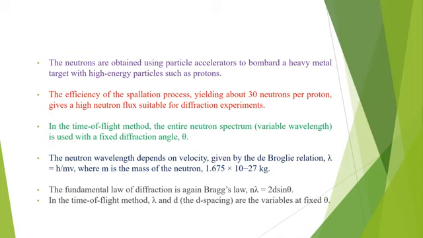The neutron wavelength depends on the velocity given by the de Broglie equation, that is lambda is equal to h over mv, where m is the mass of the neutron, that is 1.675 times 10 raised to the power minus 27 kilogram. Hence, the diffracted radiation arriving at the detector is separated according to its time of flight and wavelength.